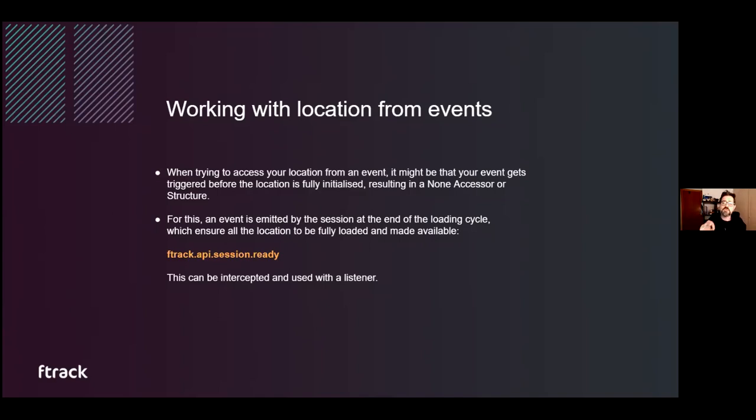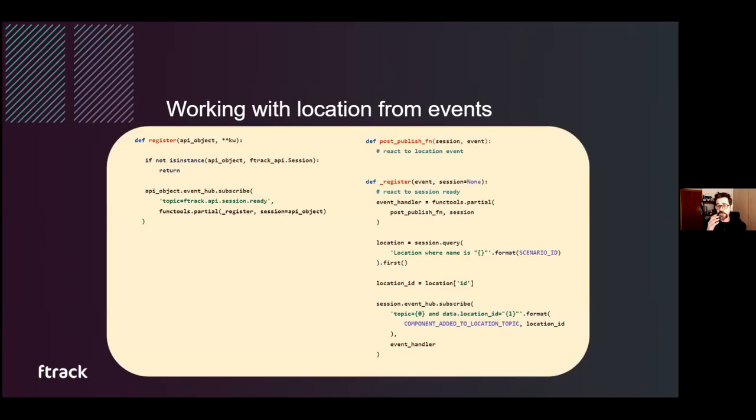So when you react to that event, everything in the session has been done, and you can ensure your location is available. And this is how you use it. Basically, what you need is a double registration system. You want to have the session ready callback, which we'll call underscore register, which will then be able to manipulate the location, being sure that this location does exist.